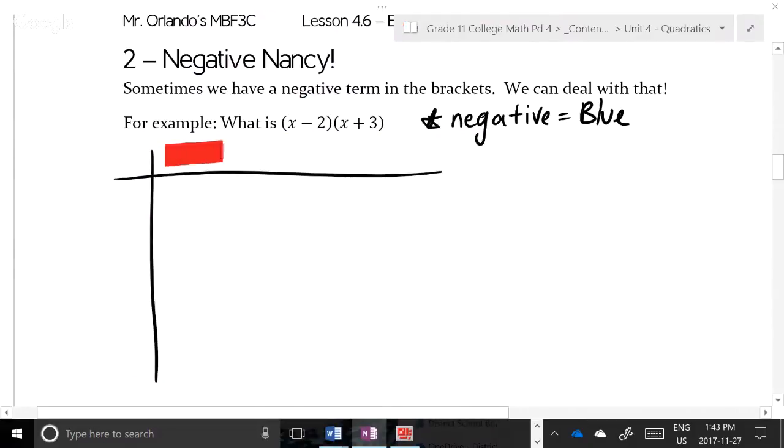Both of the x's are positive, that's right. So we have x and we have x.